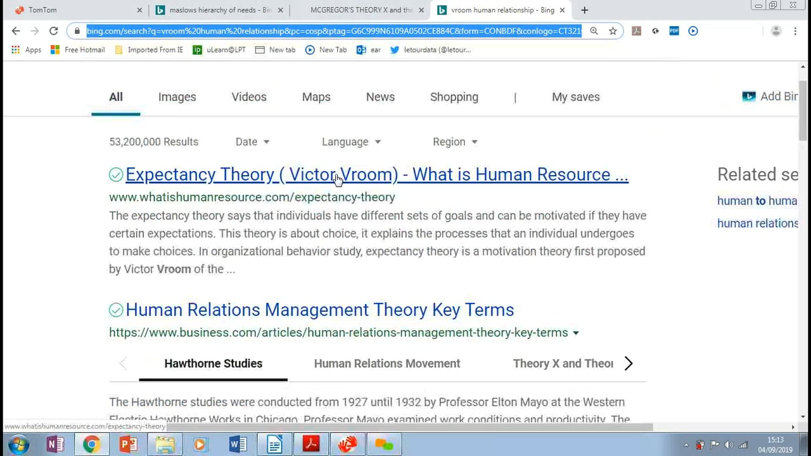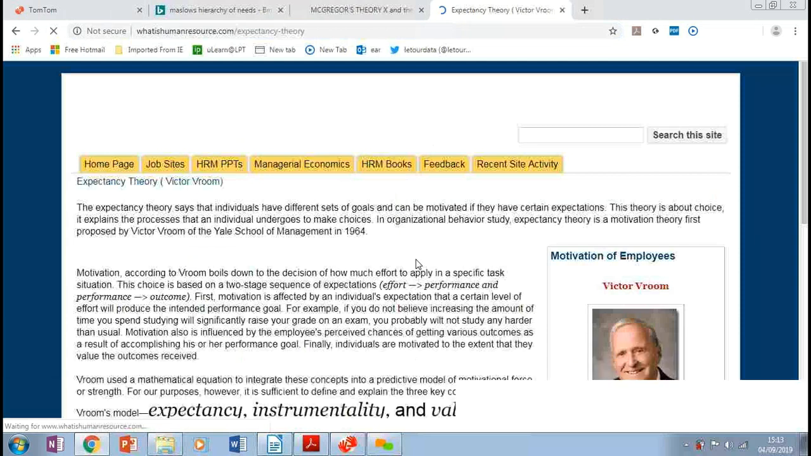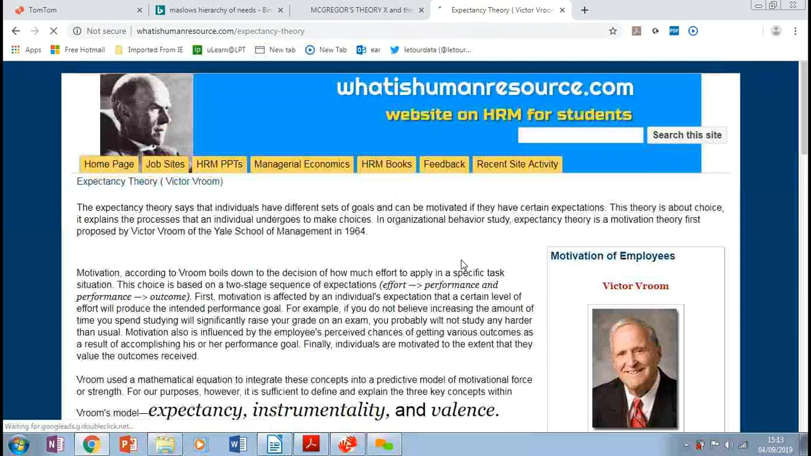We're not going to go into that too much because it's fraught with difficulties. There's a self-fulfilling prophecy there. There's the guy there, obviously written quite some time ago, actually. Motivated by certain expectations, theories about choice versus how much effort to apply.